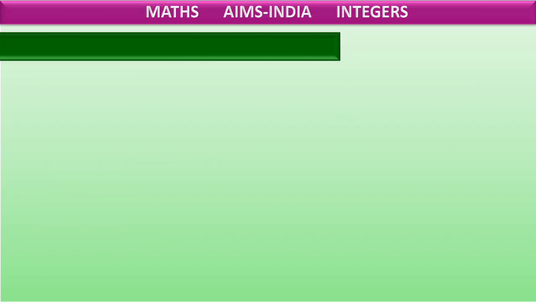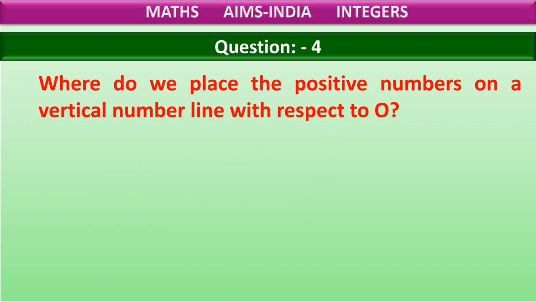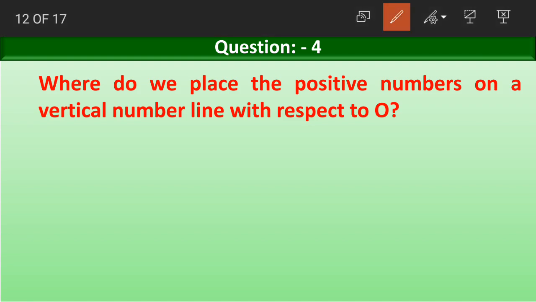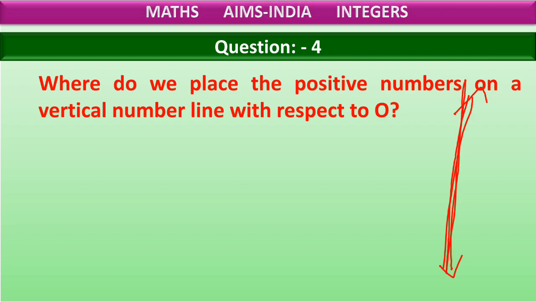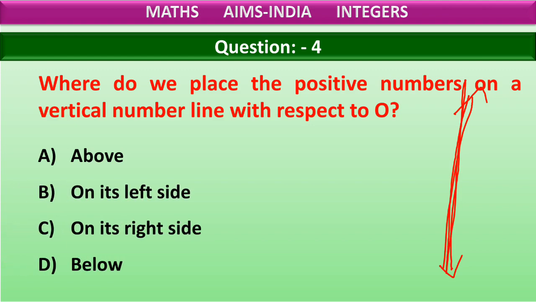Moving on to question number 4. Where do we place the positive numbers on a vertical number line with respect to 0? Look at this. They are talking about a vertical number line. It is not a horizontal number line. You might be aware of vertical number lines in graphs. If you have dealt with graphs, we have the x-axis and y-axis, right? So there comes the vertical number line. Now where are the positive numbers located on a vertical number line? Above 0, on its left side, on its right side or below?